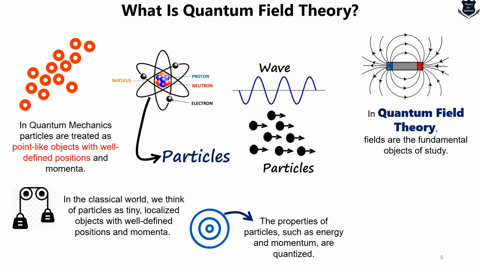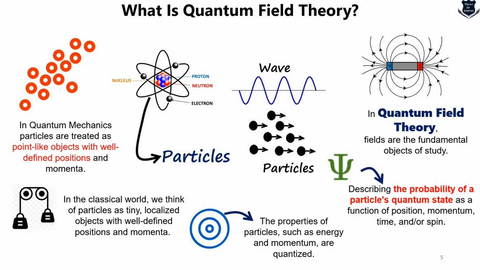So properties of particles such as energy and momentum are quantized, and that comes from quantum mechanics. It cannot have a continuous flow and an infinite amount of energy, but it is discrete and quantized. So this one, which is called the probability amplitude or psi, describes the probability of a particular particle's quantum state. Remember, it only describes the probability. We cannot know for certain where the particle is, just a probability regarding its position, momentum, spin, and so on. So this is another aspect of what we are going to learn in quantum field theory.